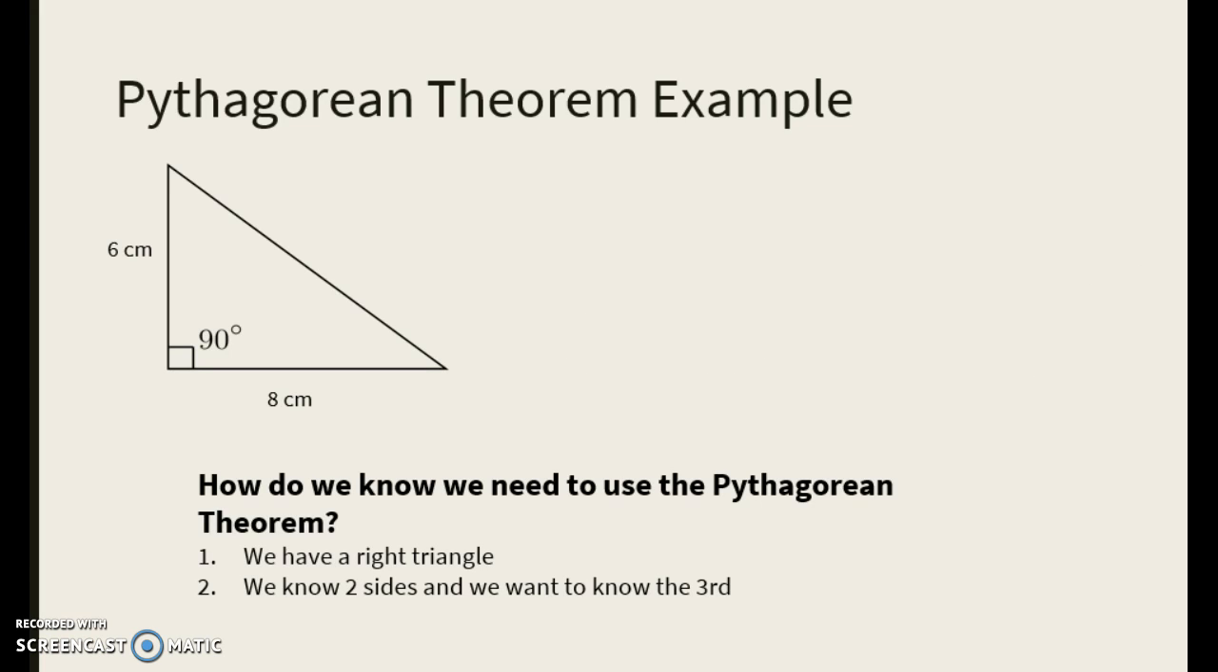So again, how do we know when we're supposed to use the Pythagorean theorem? Well, there's two things. One, we have to have a right triangle. We already said that's the only kind of triangle that the Pythagorean theorem works for. And two, we need to know two of the sides, and we're wanting to know the third side.